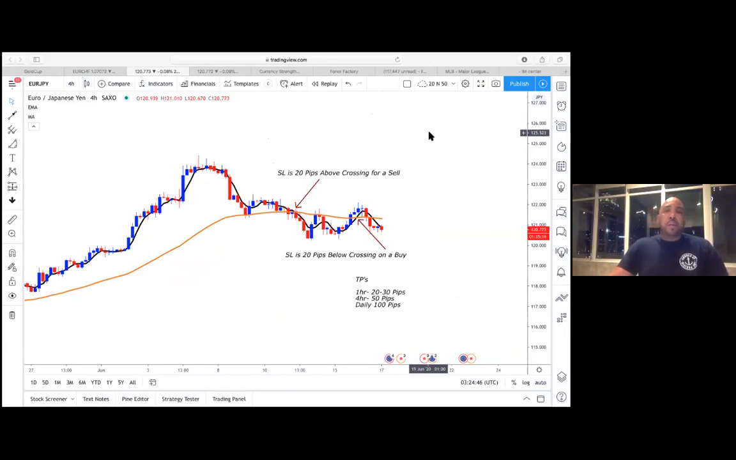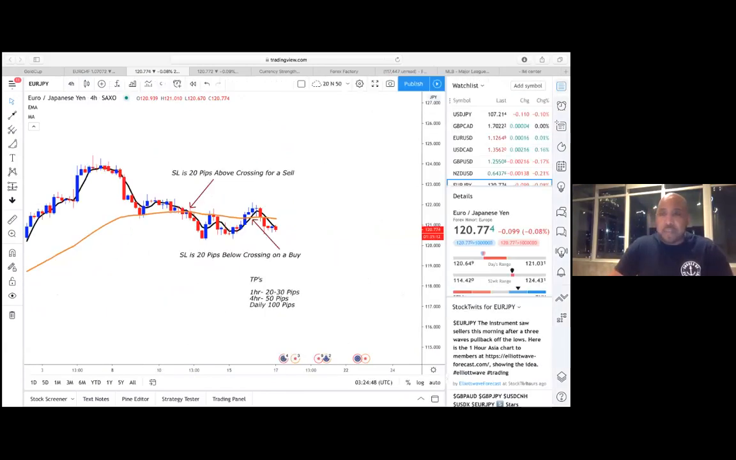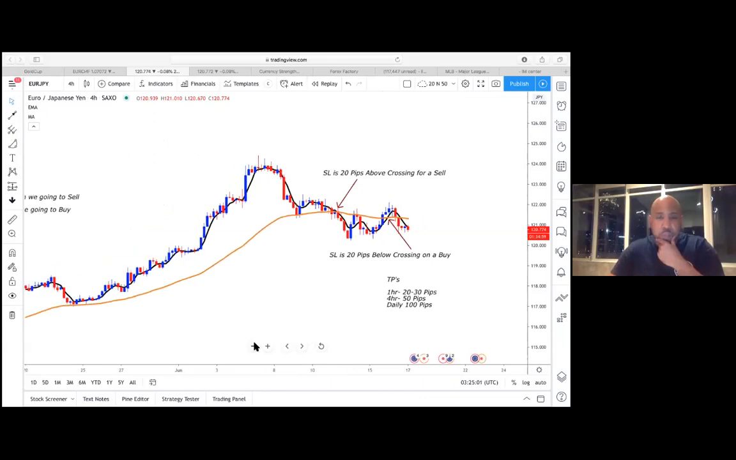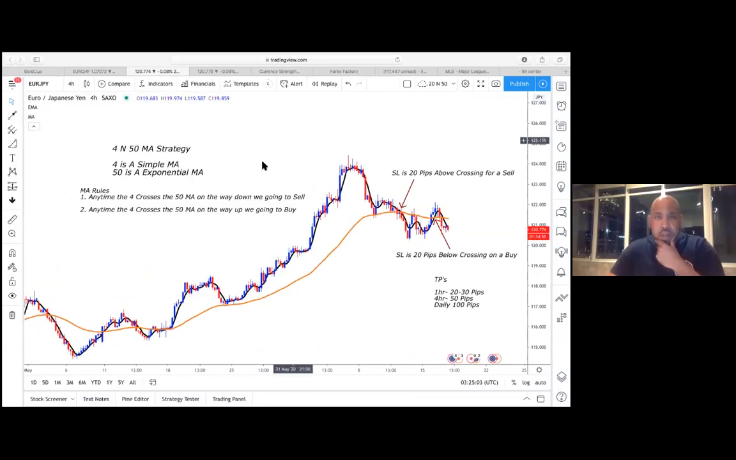No, MAs, guys, MAs are just market execution. As soon as that 4 across the 50, you're gone with it. As soon as the 4 across the 50, you're gone with it. There it goes. I was like, what happened to the rules?